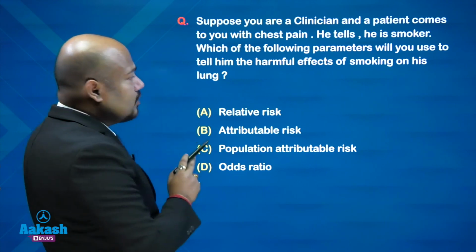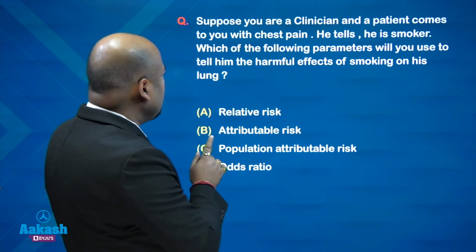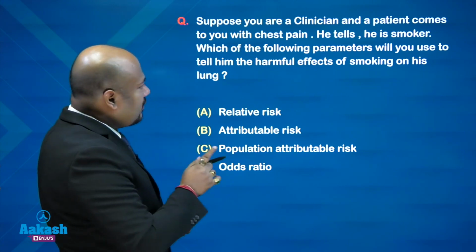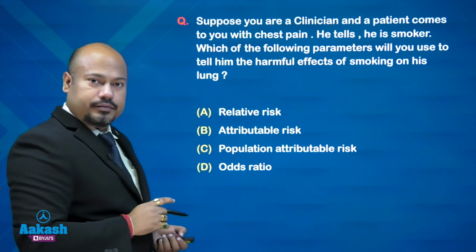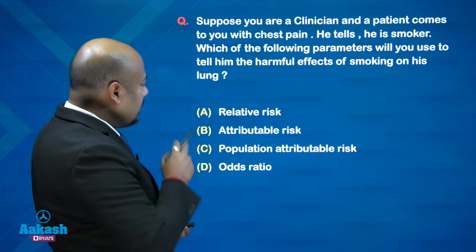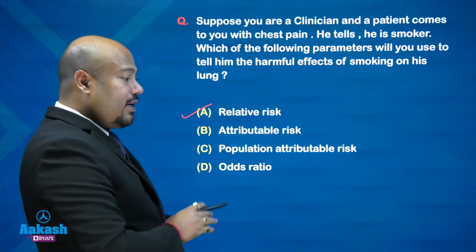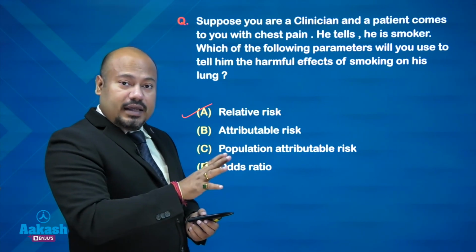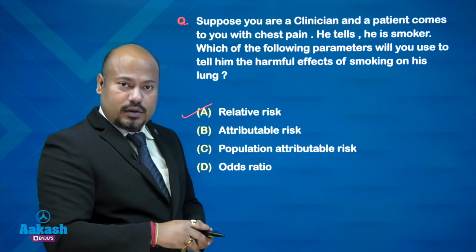So look at this question. This is a previous year question. Suppose you are a clinician and a patient comes to you with chest pain. He tells that he is a smoker. Which of the following parameters will you use to tell him the harmful effects of smoking on his lung? Here I will use the parameter relative risk. Why? Because relative risk will give you that, suppose I said relative risk is 7, it means there is 7 times chance of development of lung cancer in a smoker compared to a non-smoker.